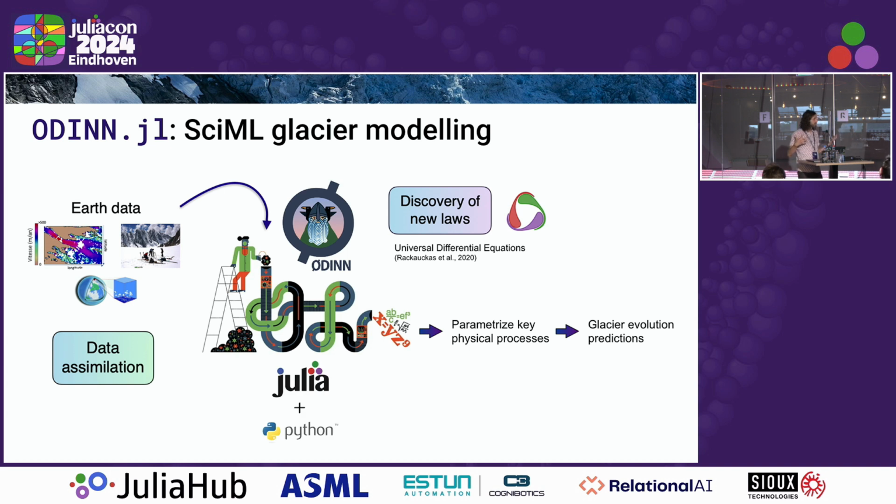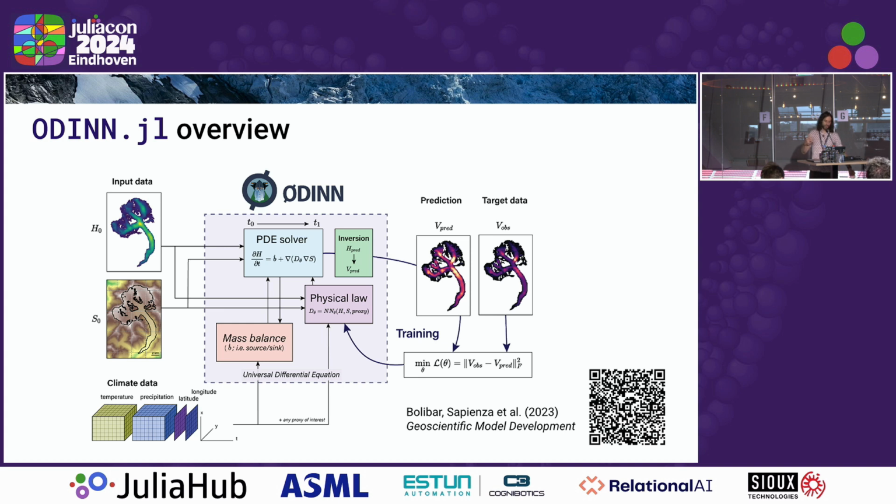This modeling framework is purely coded in Julia, but an important piece here is that we heavily rely on two Python packages, and for this we rely on PyCall. These two packages are, first of all, the Open Global Glacier Model, which is a very big community-based model in Python, which we purely use to retrieve the initial conditions, so all the topographical and the climate data for our glaciers. And then we use Xarray to process all these large data sets. So just a quick overview of ODINN.